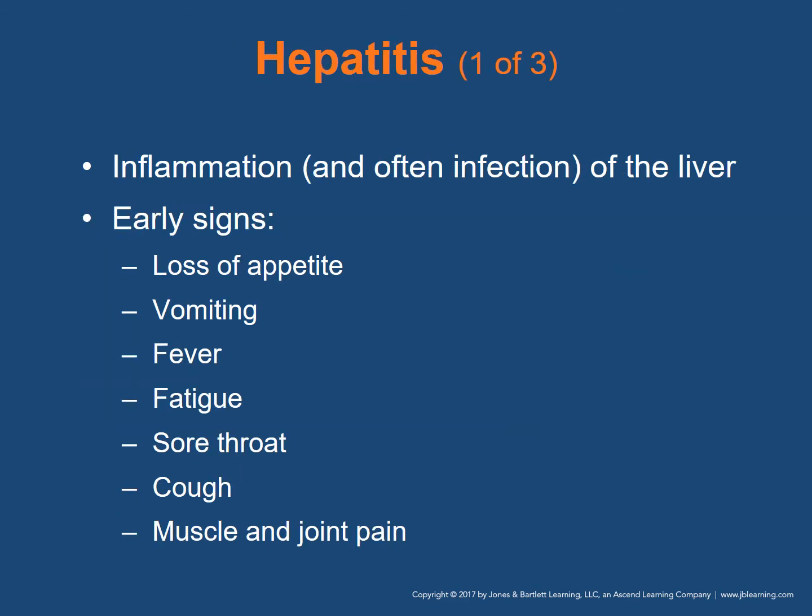Another infectious disease that you're going to deal with is hepatitis. Hepatitis is inflammation of the liver, often as a result of an infection. Some of the early signs of hepatitis: loss of appetite, vomiting, fever, cough, fatigue. They mimic other diseases. You will see that list of early signs in so many other diseases, and we won't know it's hepatitis. Your patient, if they've never been diagnosed before, may not know either.